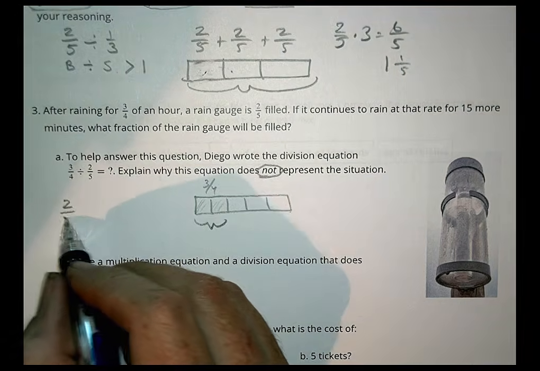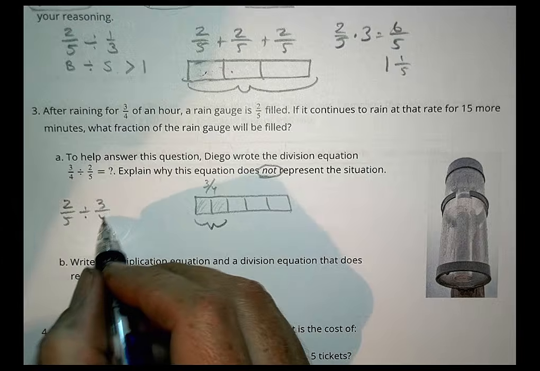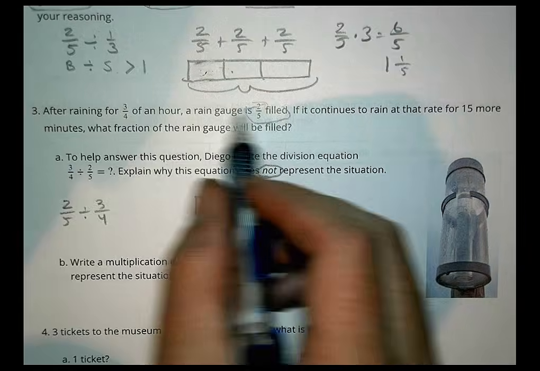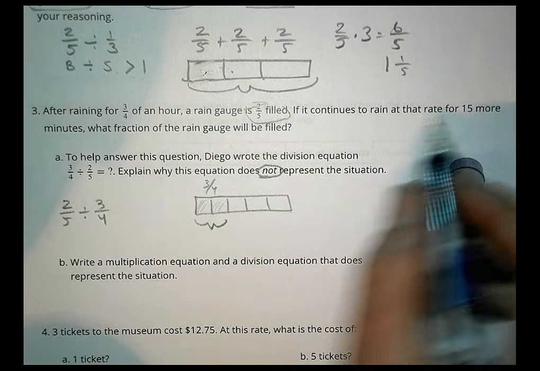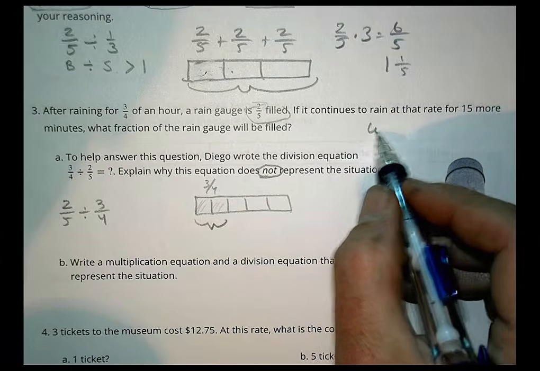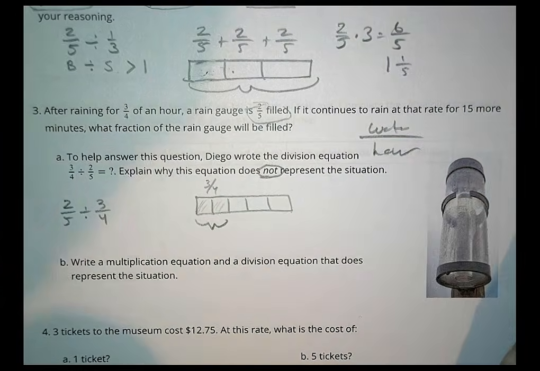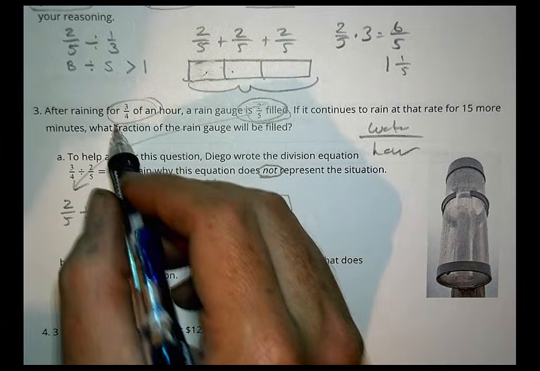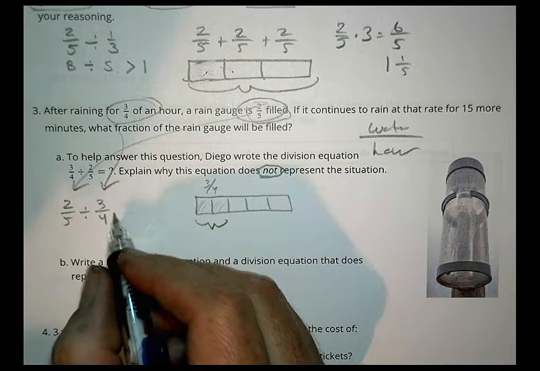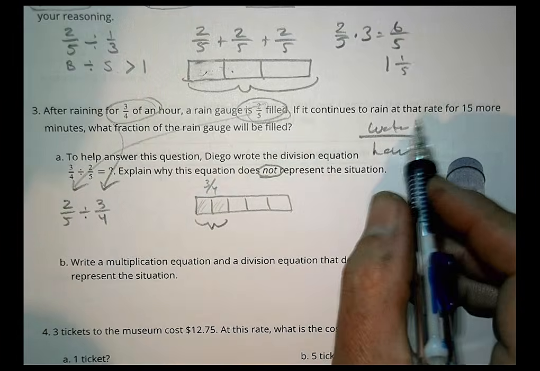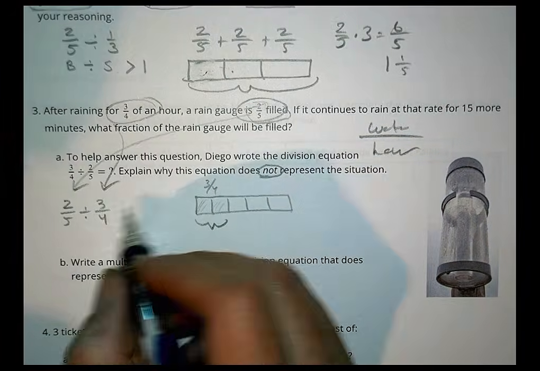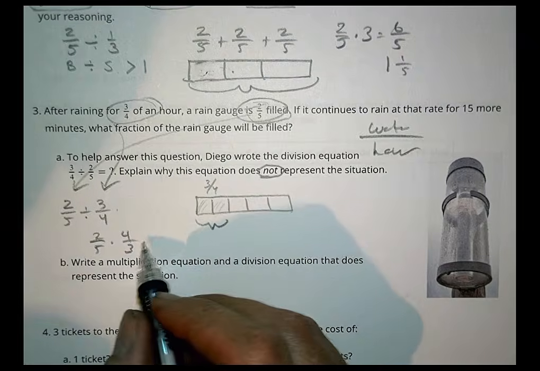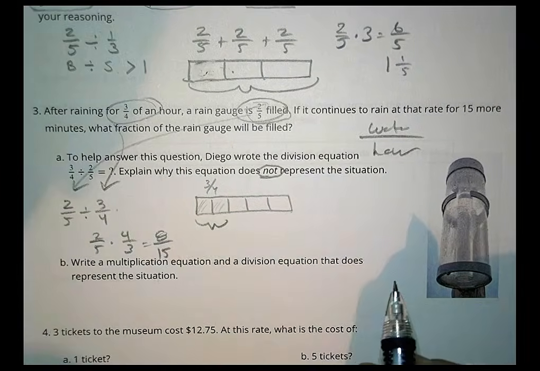Really, it should be 2/5 divided by 3/4, because we want to divide how much rain by time, because we want to say the rate for how much water in an hour is our goal. So we have to look at the water, which is the 2/5, divided by the time, which is the hour, which is there. So that's the actual equation. We want to look at how much water in an hour. So now this becomes 2/5 times 4/3, which becomes 8/15.